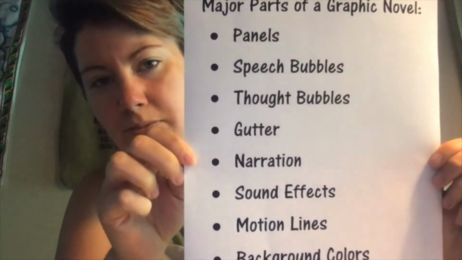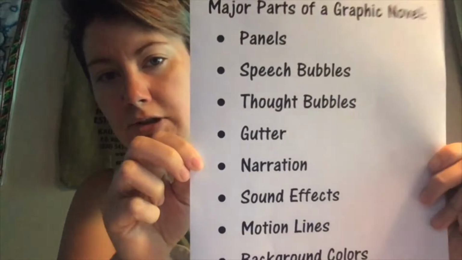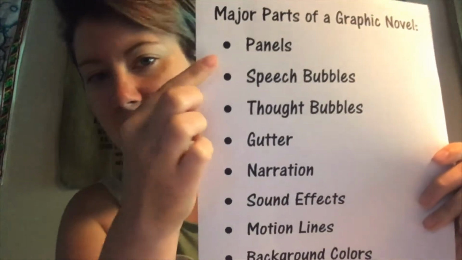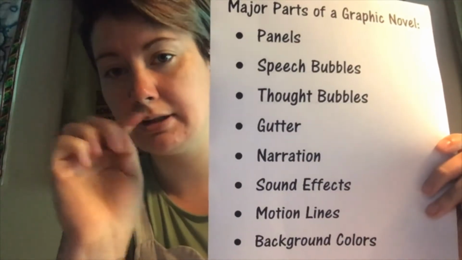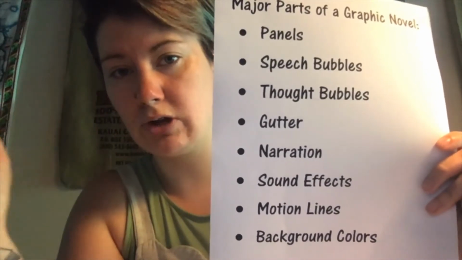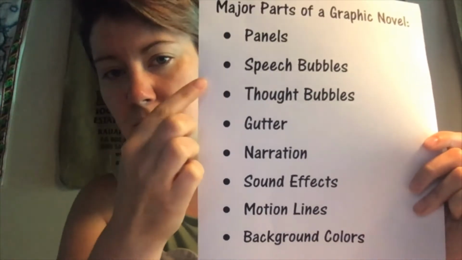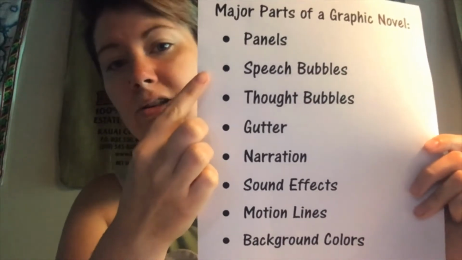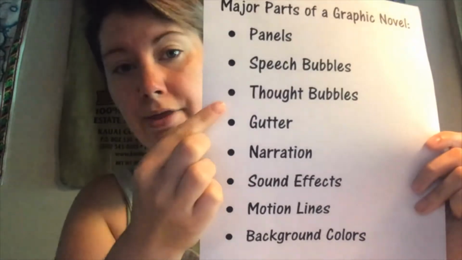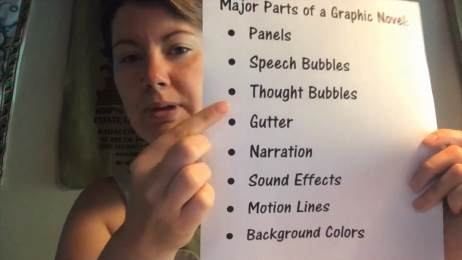Let's get down to business with the parts of a graphic novel. Like I said, graphic novels can be very experimental, so they might not follow all of these parts, but for the most part, this is the standard that most graphic novels have. Major parts of a graphic novel, and these first three are the most important. Panels, those are the little squares that you see in most graphic novels. Speech bubbles, those are the bubbles where you can see people talking. Thought bubbles, those are the bubbles where you see what people are thinking.